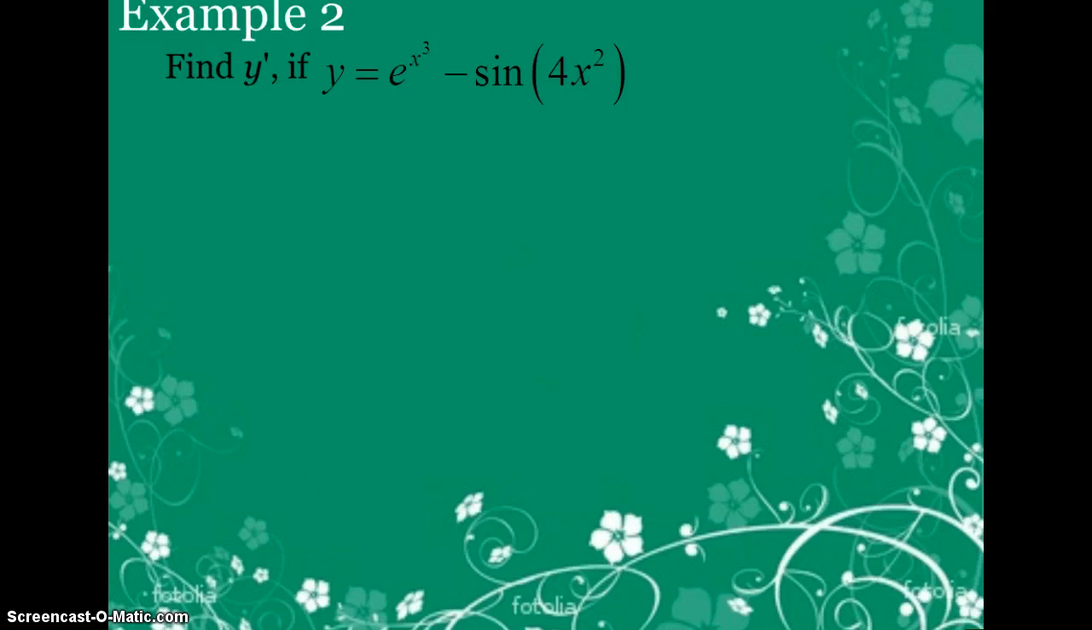Alright, so this one looks a little bit more robust. My y prime is going to equal e to the stuff is just e to the stuff times the derivative of stuff. And sine has no e in it at all, so it's very old school. The derivative of negative sine is going to be negative cosine of stuff times the derivative of stuff. And that's my answer. So really the hard part of this whole section is just keeping your brain straight as to which way you're going.